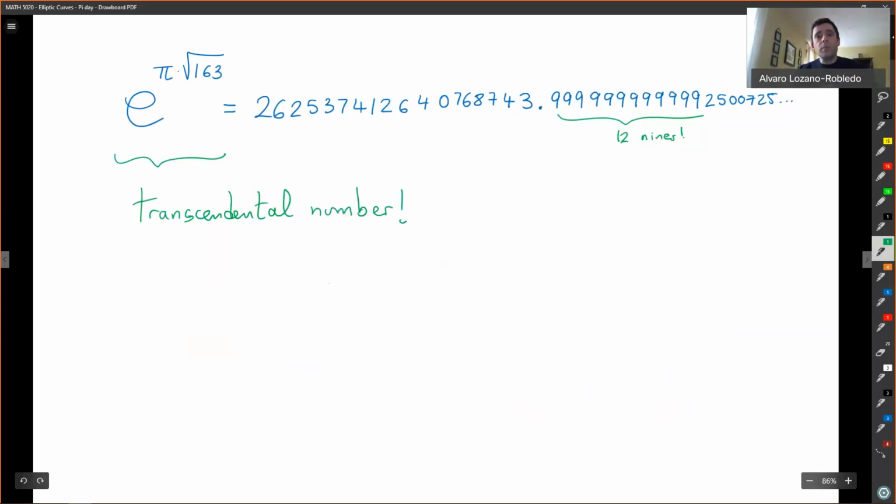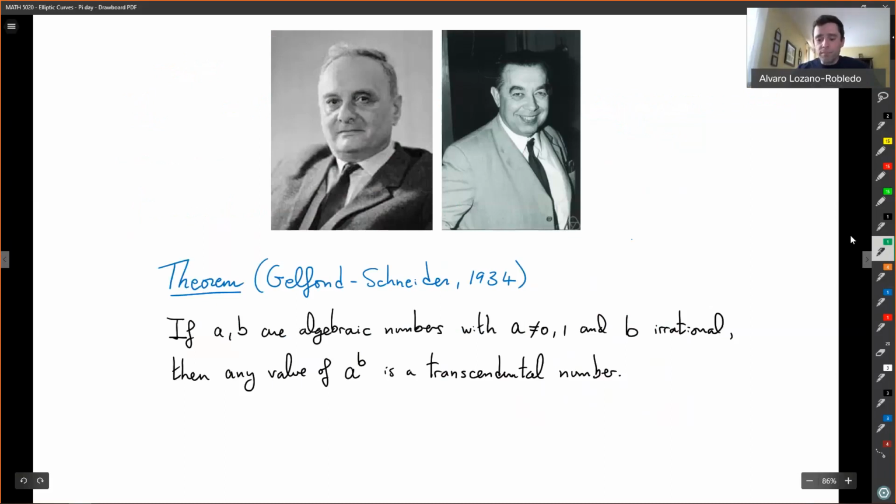It is a transcendental number by a theorem of Gelfand and Schneider. So let me state that. Here are Gelfand and Schneider, who proved this independently in 1934. And the theorem says that if A and B are algebraic numbers, A not 0 or 1, and B irrational, then any value of A to the B is a transcendental number.